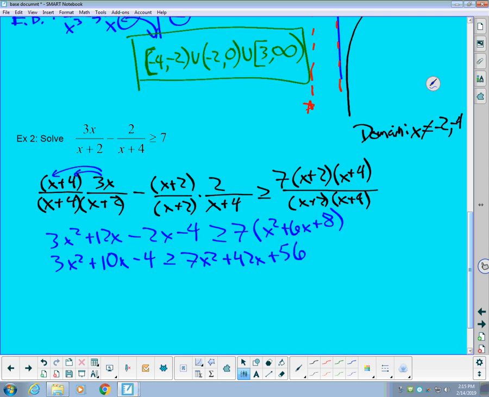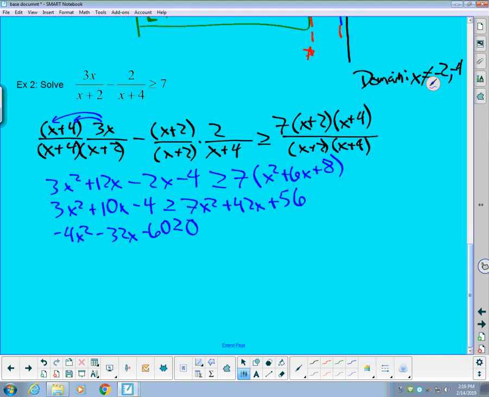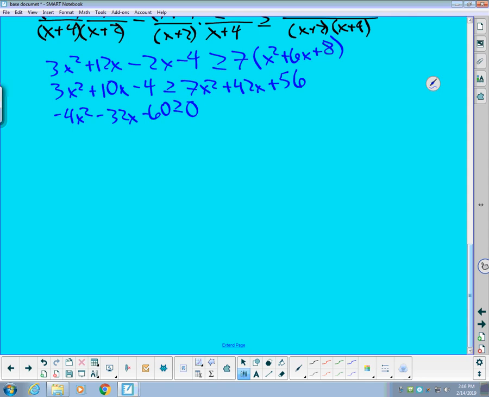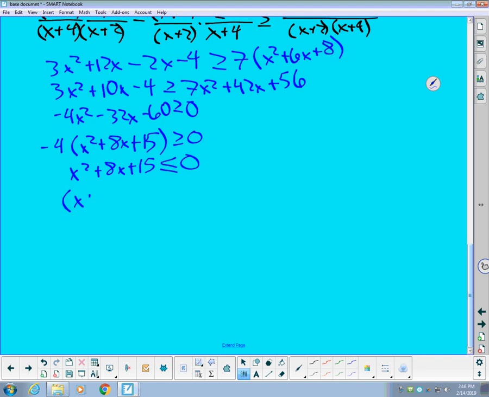Getting everything on one side, I get a -4x squared minus 32x minus 60 is greater than or equal to 0, which I can factor a -4 out of. So I'll do that. x squared plus 8x plus 15 greater than or equal to 0. If I divide by the -4, I get x squared plus 8x plus 15 is less than or equal to 0. This factors into an x plus 3 and an x plus 5 less than or equal to 0.